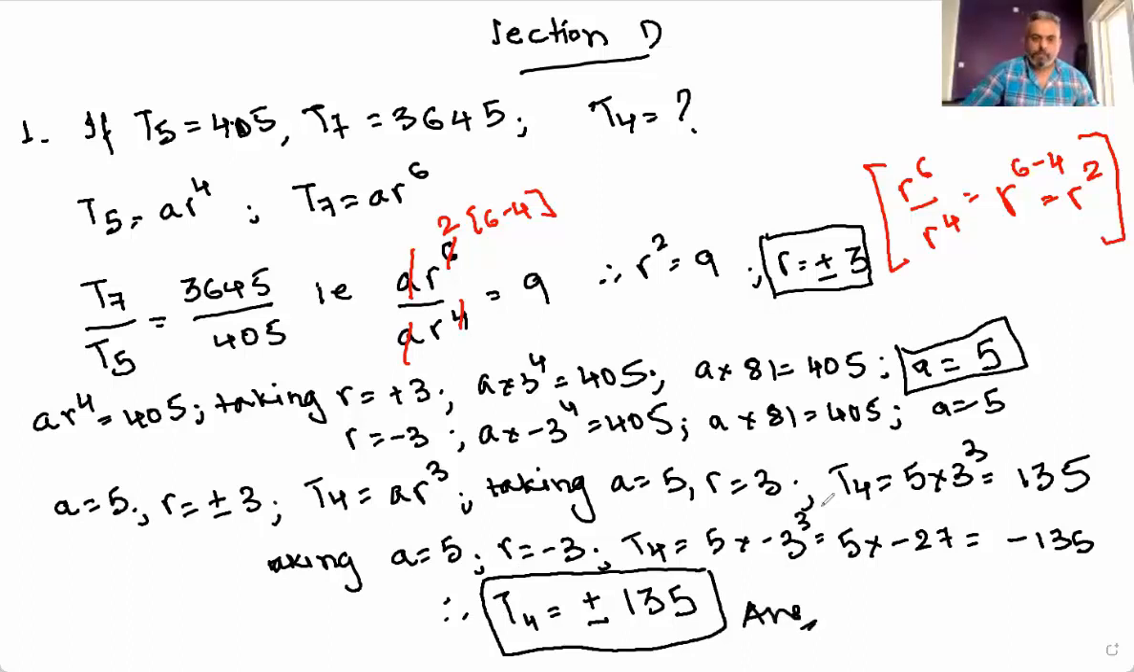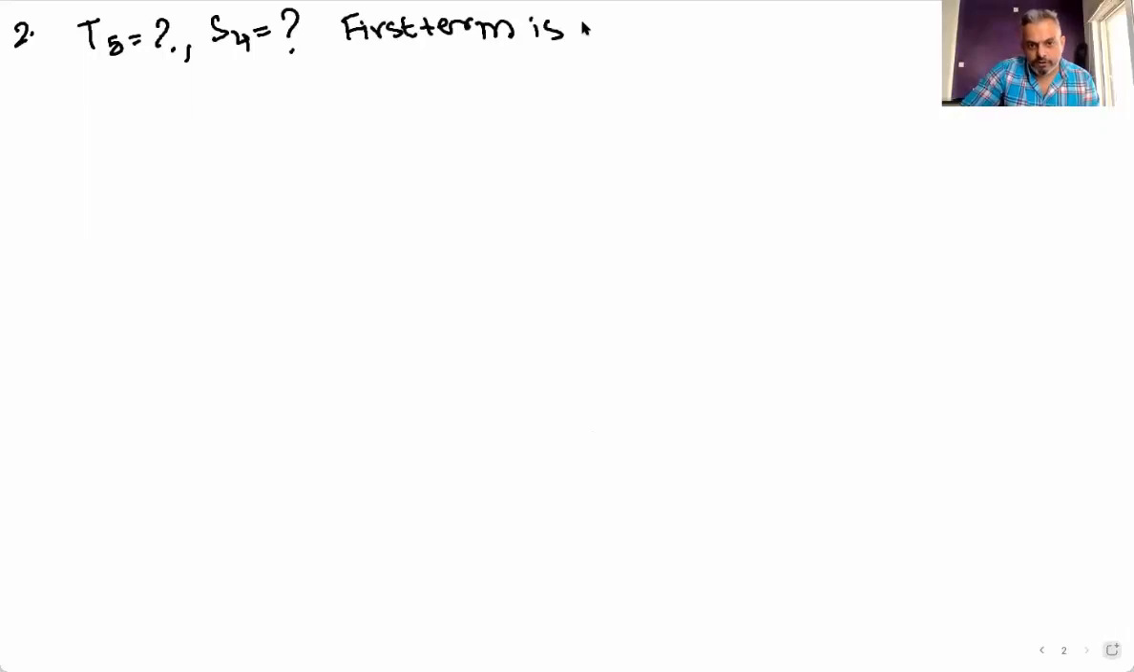Answer. Question 2. Find T5 and S4 of a geometric progression if the first term is 27 by 16 and the common ratio is 2 by 3.